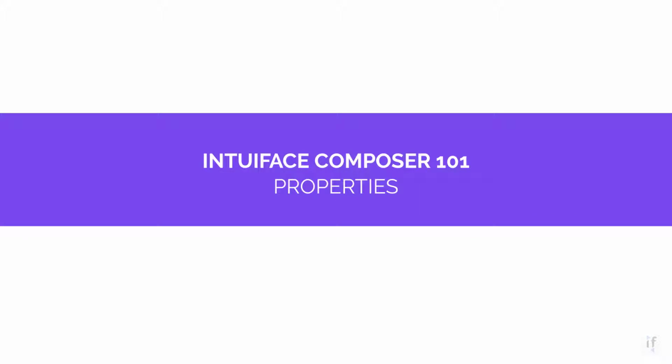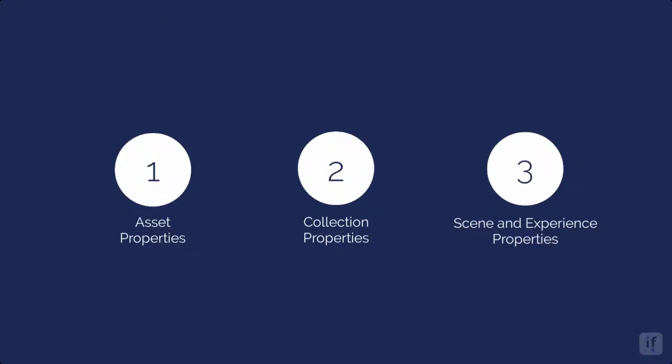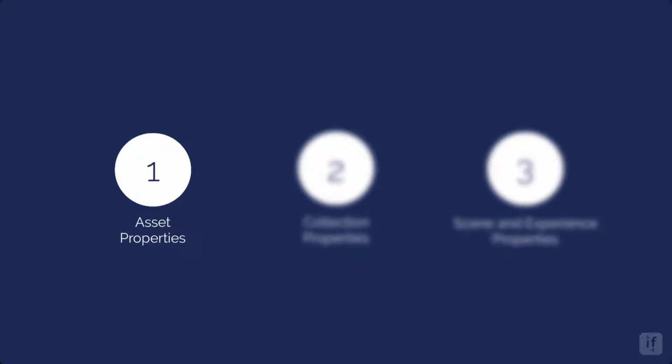In this module, we'll take a look at the important concept of properties. Properties are the parameters you use to configure how each asset, collection, scene, and even the experience itself should look and behave. Let's walk through each category. We'll start with asset properties.